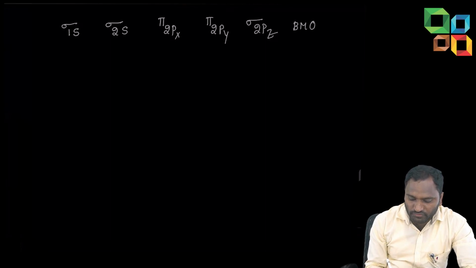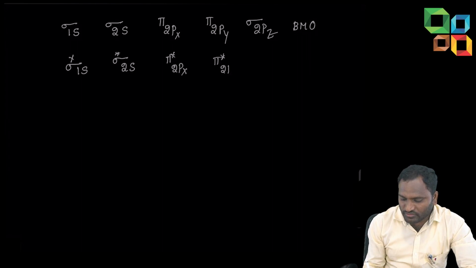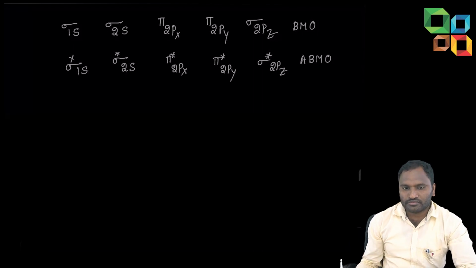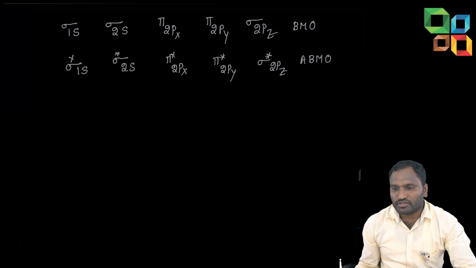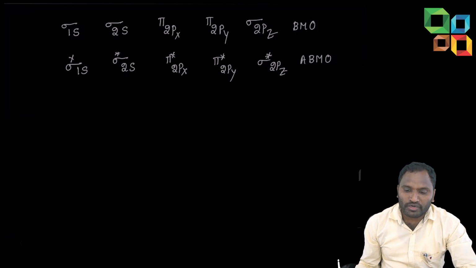For anti-bonding, if you want to write, just keep a star: sigma star 1s, sigma star 2s, pi star 2px, pi star 2py, sigma star 2pz. These are anti-bonding molecular orbitals. Okay, these are the representations of bonding molecular orbitals and anti-bonding molecular orbitals.